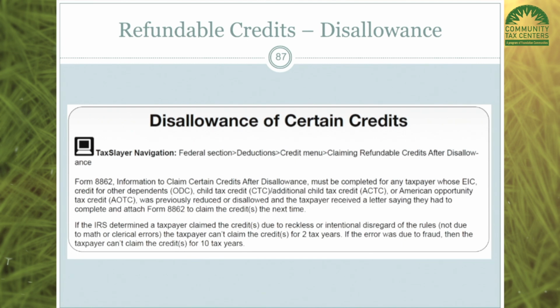So this is making sure that a person does not intentionally, recklessly, or fraudulently add individuals on the tax return that they should not. If the IRS makes the determination, that means a person could be banned from claiming that credit. It could be 2 years or it could be for up to 10 years. And again, that has nothing to do with us. That'll be for the IRS, and their determination once they take a look at the tax return. In order to reclaim it again, it'll be the form 8862 that has to be completed and submitted with the tax return.